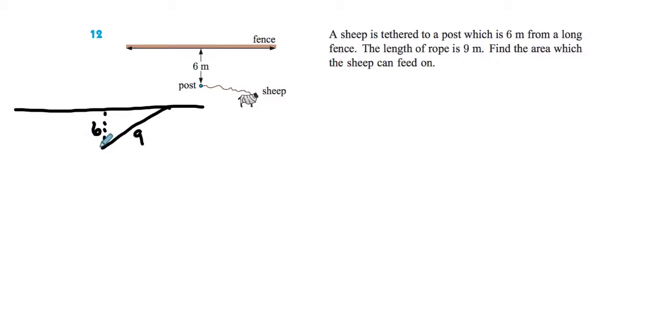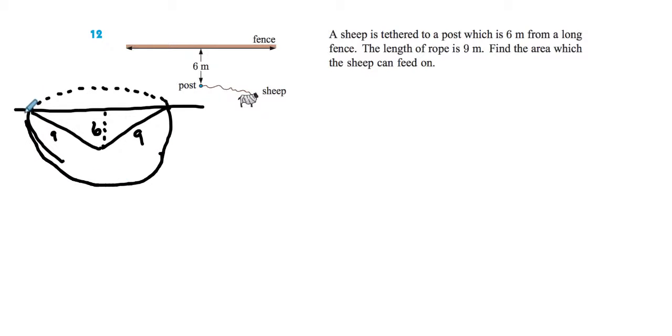So if he went straight to the wall here with his 9 meters, he'd go this distance, and then he could go out from the wall 9 meters all the way around. So it's going to form a nice little circle. Pardon my drawing. This should be a nice pretty circle. Alright, so the area the sheep can travel is all of this in between.